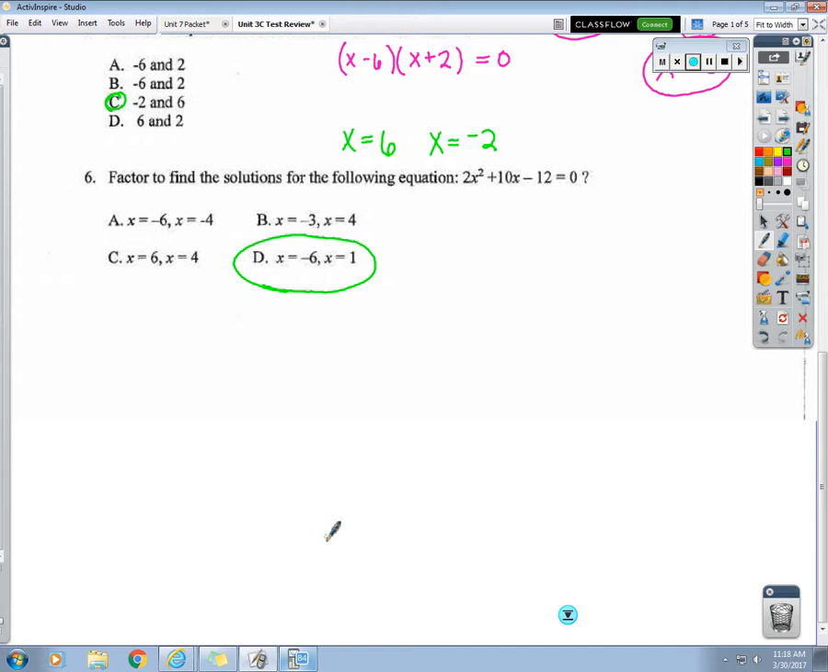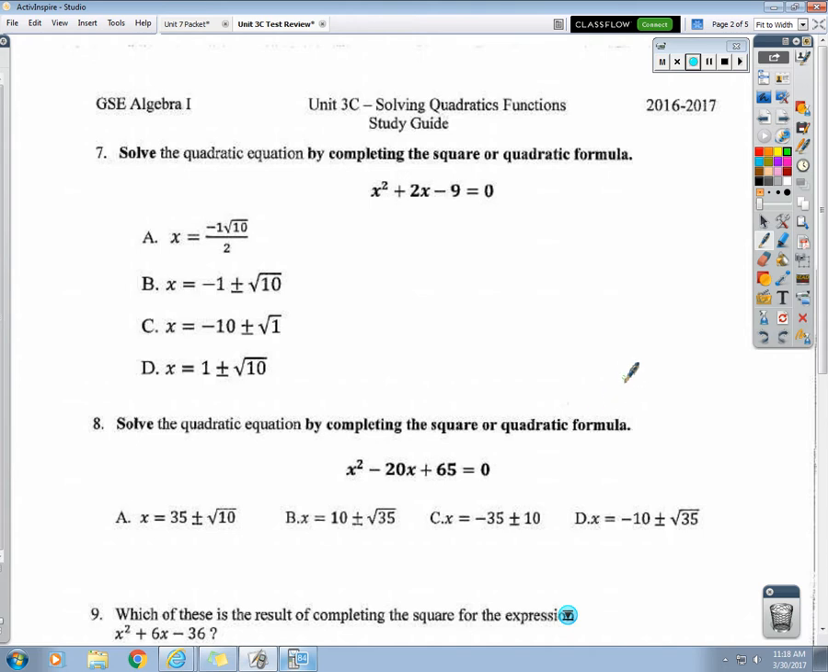Any questions off the first page? Okay, let's go to number 7. Solve the quadratic equation by completing the square or quadratic formula. Which method do y'all want to use? Complete the square or quadratic formula? Okay, so if we're going with quadratic formula, what should we do first? Identify A, B, and C. What's the A? 1, because that's a 1x squared. What's the B? And what's the C?